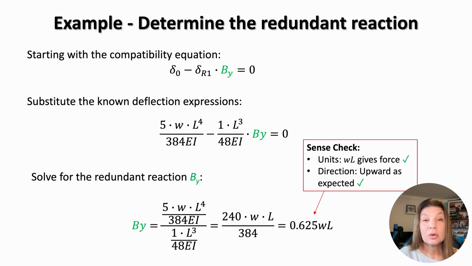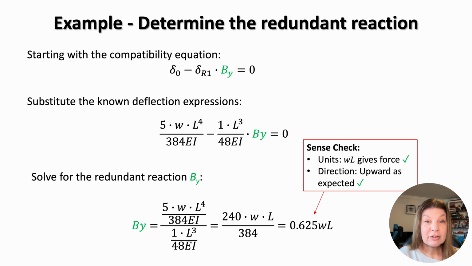Before moving on, it is always good practice to perform a quick sense check. First, we'll check that the units are correct. The distributed load W has units of force per unit length, and multiplying by the span L gives units of force, which is exactly what a reaction should have. Second, the direction is also sensible. We assumed an upward redundant reaction, and the solution is positive, confirming that our assumed direction was correct.